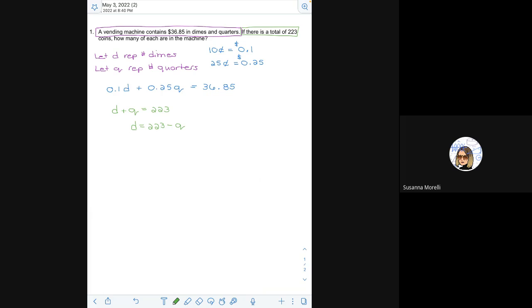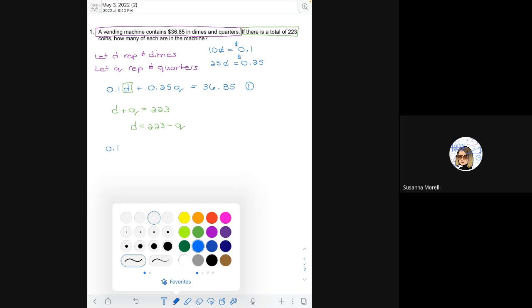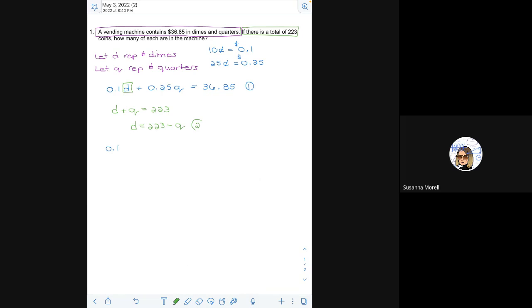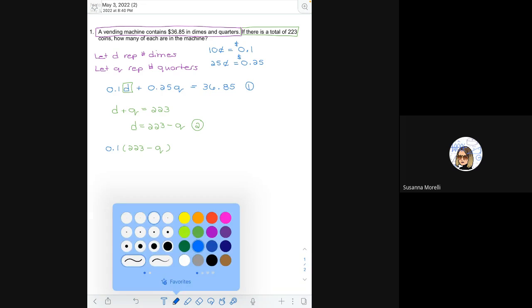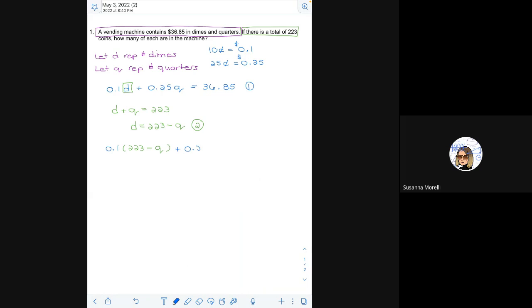But now where we see D, we're going to plug in the 223. So I'm going to go back to this expression here, which is equation 2. Instead of D, I'm going to write in 223 minus Q, because that's how many dimes we have. It's 223 coins minus how many quarters we have. That's how many dimes we have, plus 0.25 Q is equal to 36.85.